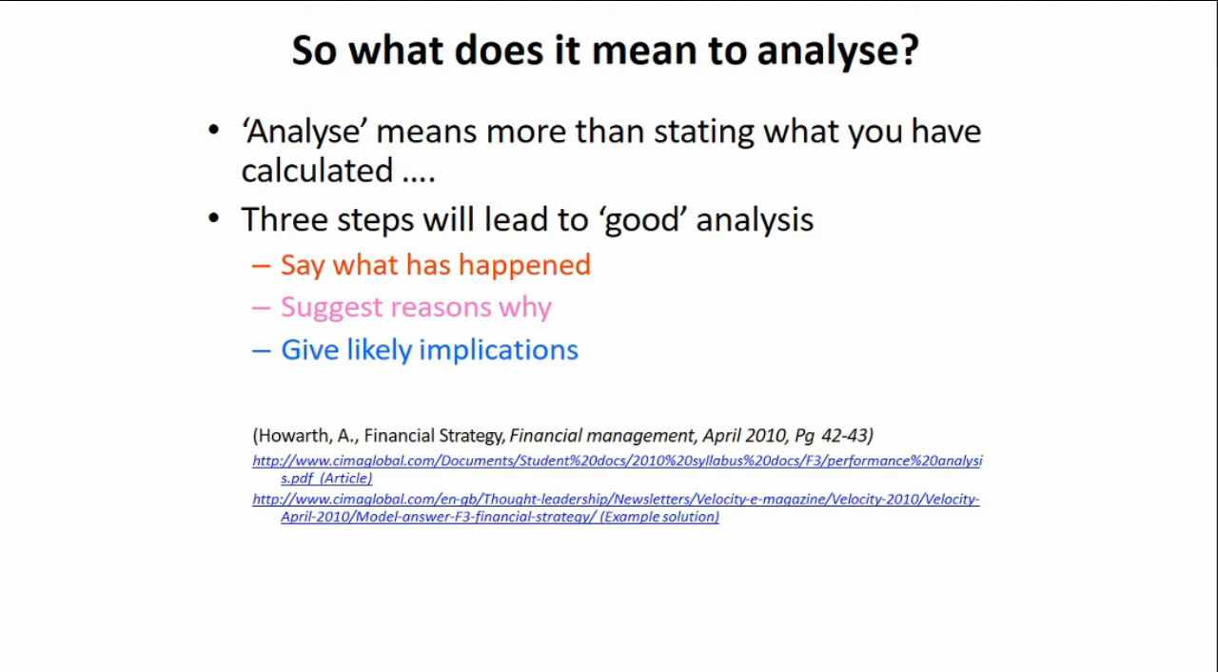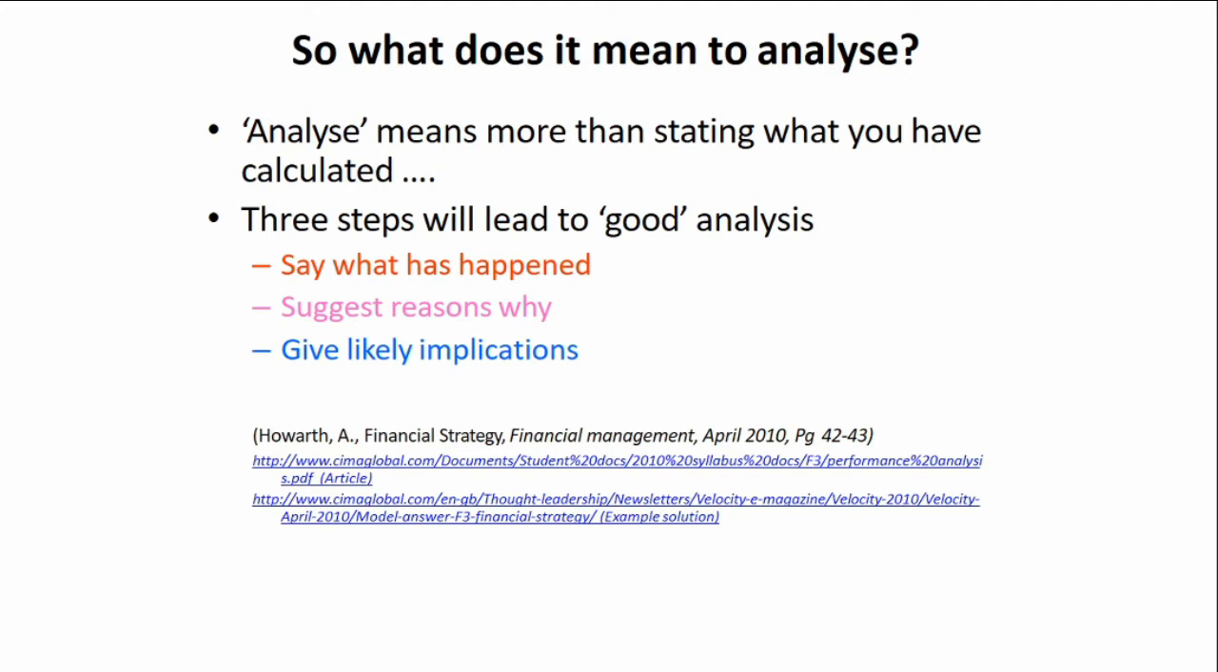So now that we have learned how to calculate the various ratios, we are going to focus on the analysis part. When we analyze something, it means more than stating what we have calculated. There are 3 steps which will lead to a good analysis. The first thing we need to do is say what has happened. So here we will look at the ratios and see how they have moved and compare them year to year. Or if we are comparing our company to another company, we will compare our ratios to their ratios.